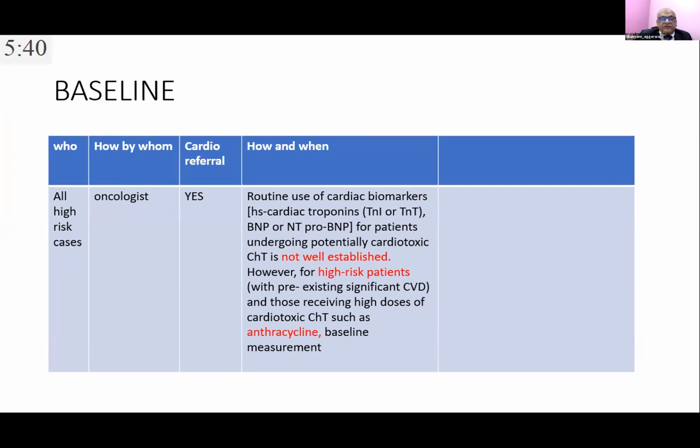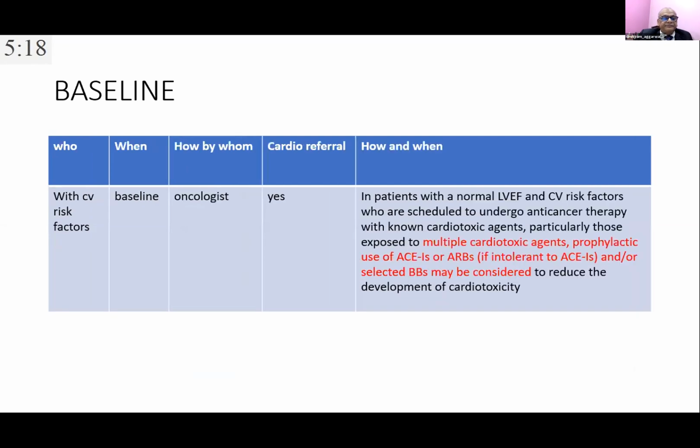Now coming to the role of these biomarkers, like troponins and natriuretic peptides. So the role is not well established, but in high-risk patients who are going to undergo drugs like anthracycline, there is a school of thought that we should start monitoring their biomarkers, which are so readily available. So I think, again, with the help of cardiologists, you should look at high-risk patients who are going to get drugs like anthracycline.